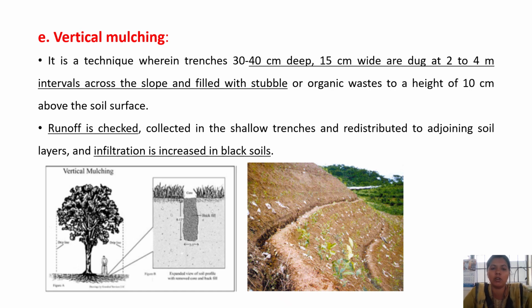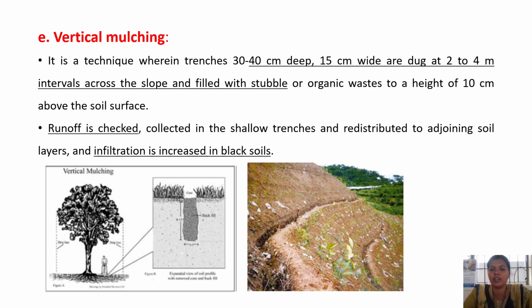Vertical mulching is very common in places where we can see mild slopes. Here, trenches 15 centimeters wide and 30 to 40 centimeters deep will be dug. And as you can see in the picture, the trenches will be at around 2 to 4 meter intervals.